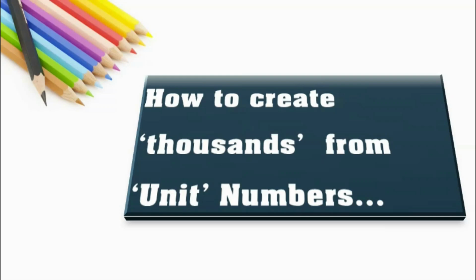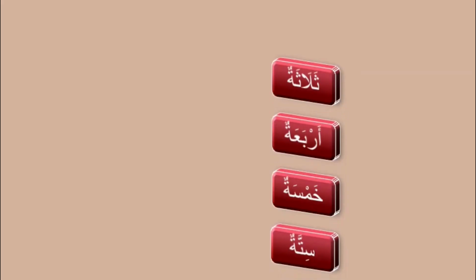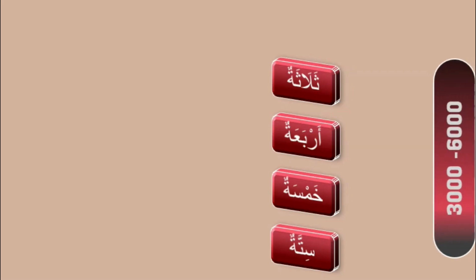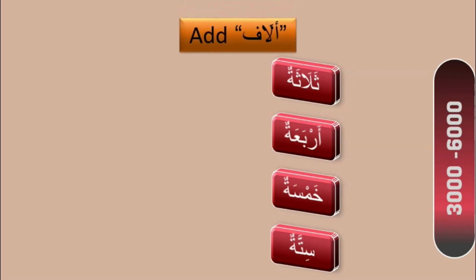Now for step 2, we need to use unit numbers. So let's move on to step 2, where we will use unit numbers to create thousand numbers. In this video we are going to create 3000, 4000, 5000 and 6000. As you can see on the screen, we have 4 unit numbers ثلاثة, أربعة, خمسة and ستة. What we will do, we will just add alaf at the end.